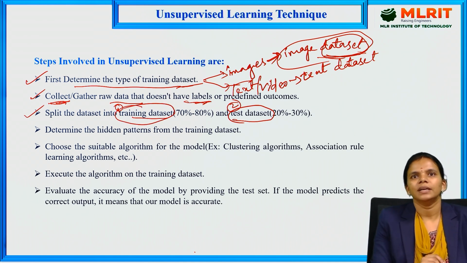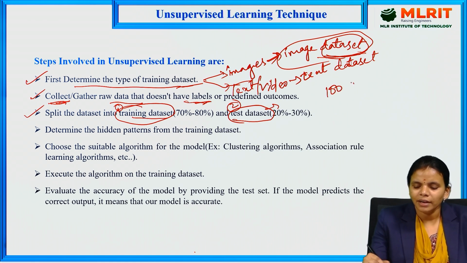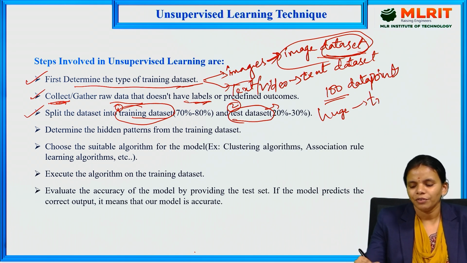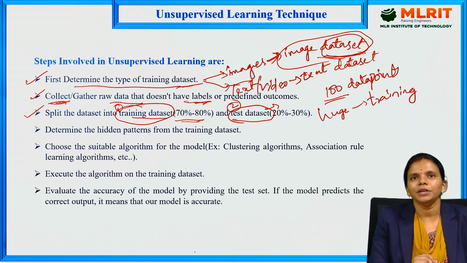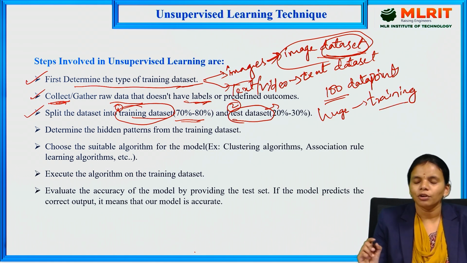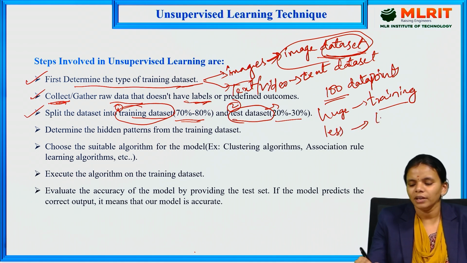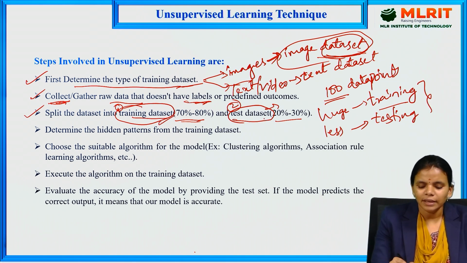The first one is the training data set and the second one is the test data set. So for example, if you have 100 data points in your data set, usually we take a huge amount of data for training of your model. Here we take 70 to 80% of the data for training, and the remaining 20 to 30%, that is a smaller amount of data, for testing purposes. So from the data set only we are taking the training data set and the test data set.